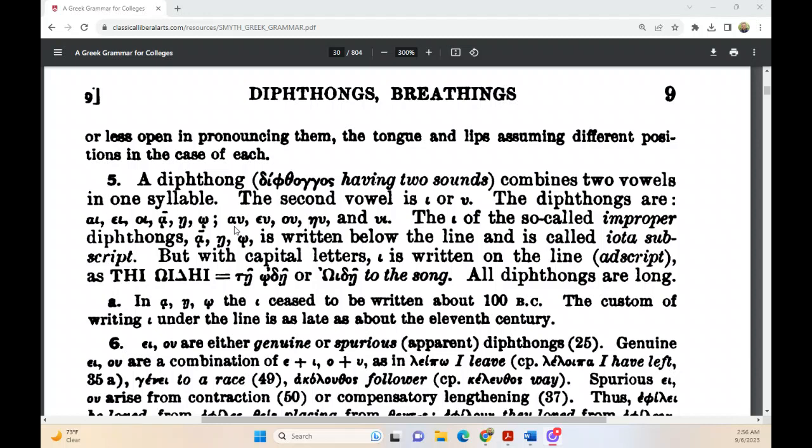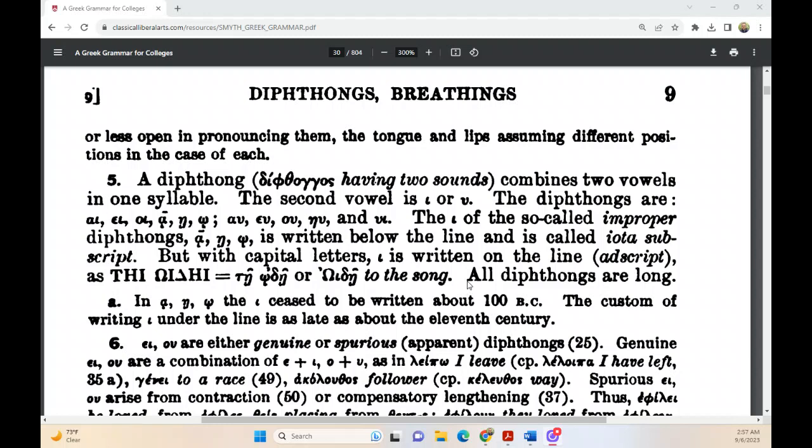So we have alpha upsilon, epsilon upsilon, omicron upsilon, which is just pronounced as the sound u. We then have eta upsilon, which would be eu. And lastly, upsilon iota, which is pronounced we. So these are the Greek diphthongs.